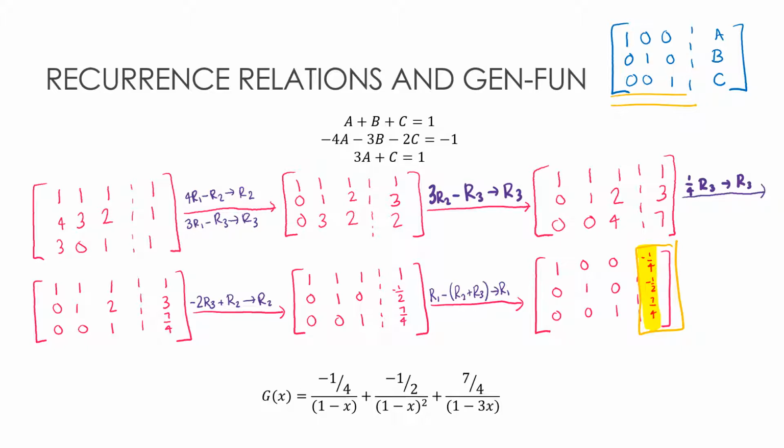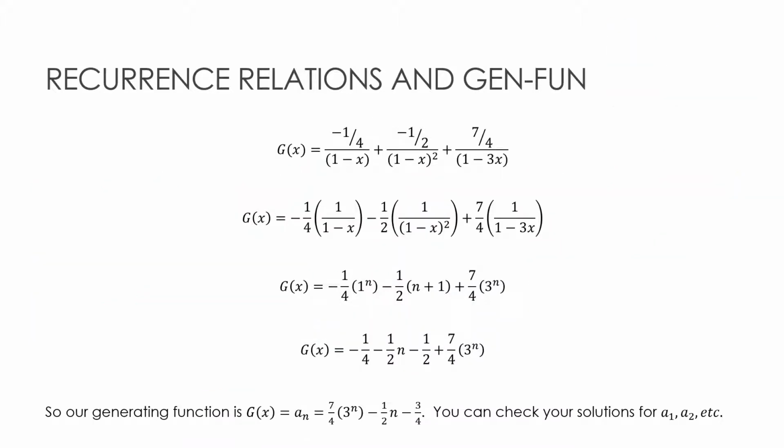So what I did was I took my generating function, which I had previously, and remember previously this was an A, this was a B, this was a C, and I've simply replaced A with negative 1/4, B with negative 1/2, and C with 7/4. Now I am not quite done, so this is where I ended on the last slide.